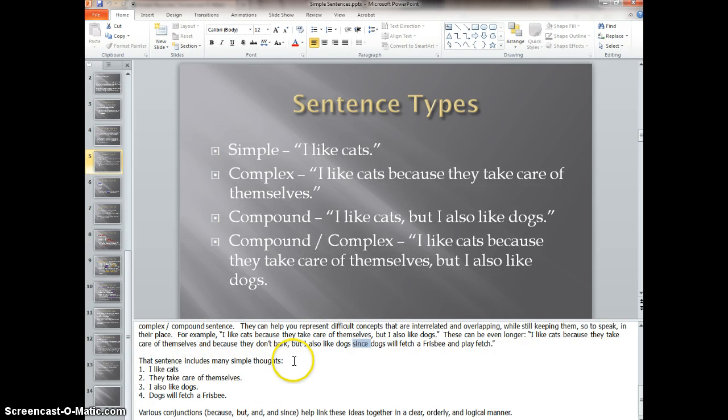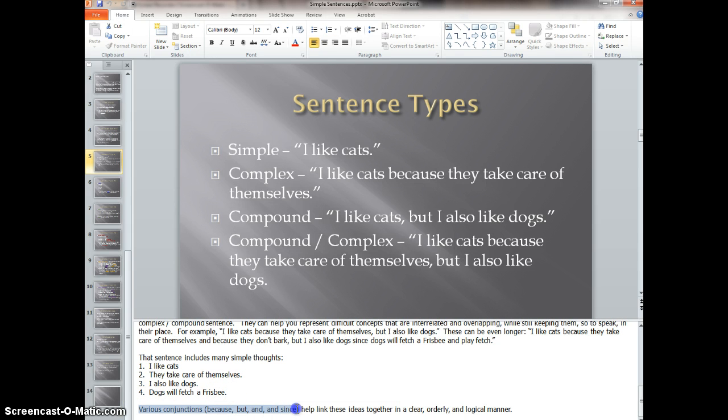That sentence includes many simple thoughts. I like cats, they take care of themselves. I also like dogs, dogs will fetch with a frisbee. These various conjunctions, because, but, and since, help link these ideas together in a clear, orderly, and logical manner.